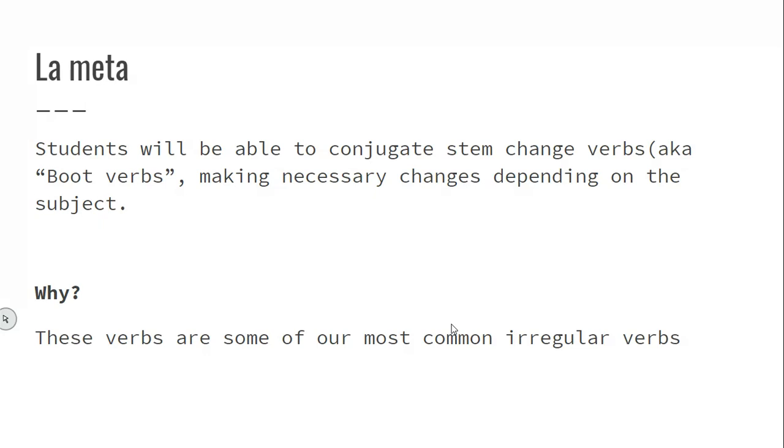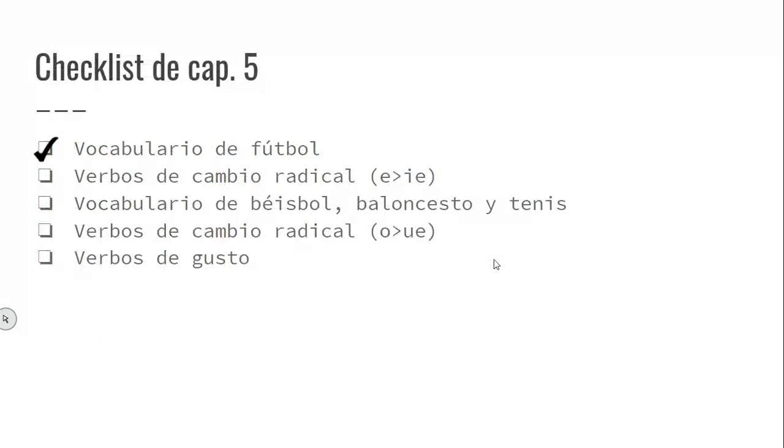So you're also making those necessary changes depending on the subject. That's where we're going to get whether we do the stem change or not. Like I said, these are some of our more common irregular verbs. And so we're going to see two types. We'll start with this type, and next week we'll add one more type of stem change verb. So as we look at our checklist, we've done vocabulario de fútbol. We're moving on here to verbos de cambio radical e a ie, and we'll move on from there.